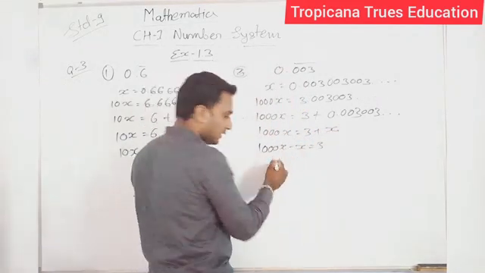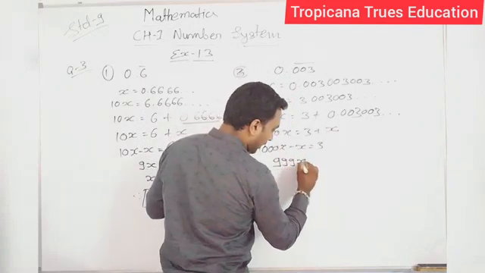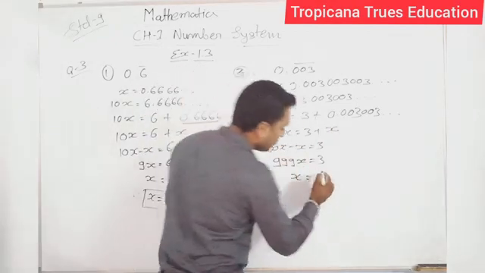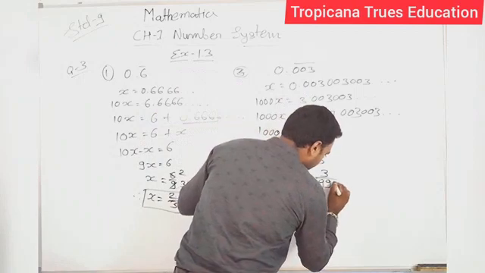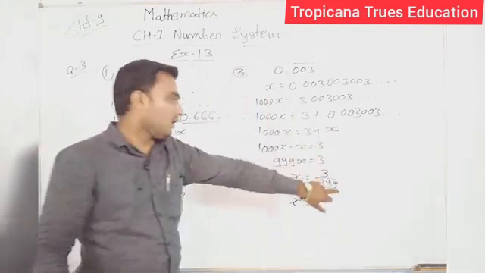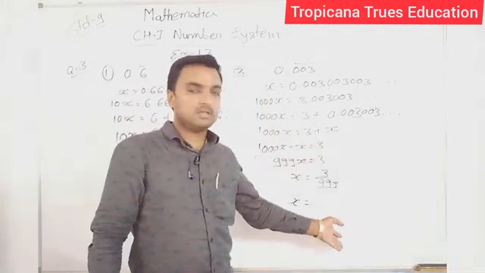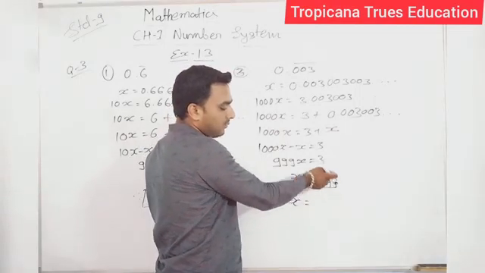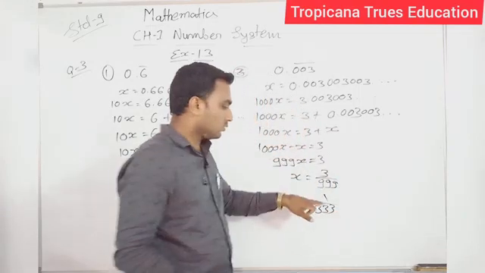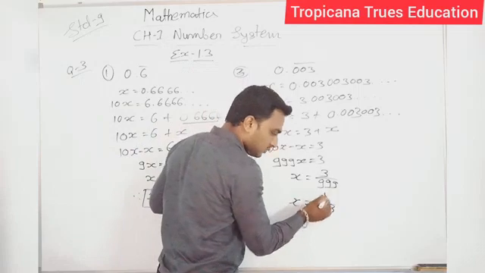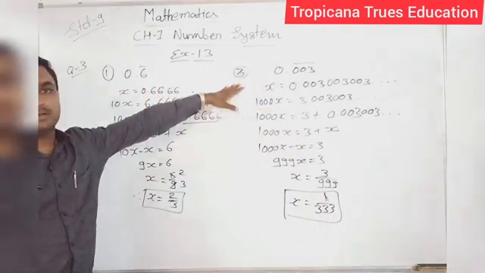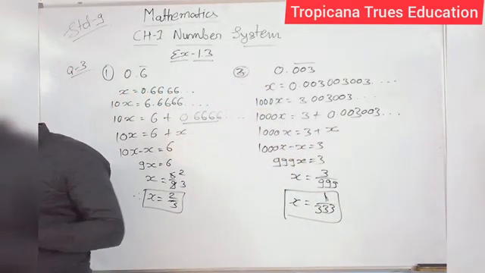So 1000x minus x, that is 999x, is equal to 3. So x is equal to 3 upon 999. Now in the question, the answer may be given this way, and also another way: if you divide 999 by 3, then what will be the answer? 333. Okay, so both answers are correct, so don't worry about this. This is also a correct answer. Is it clear? Now question number 4.